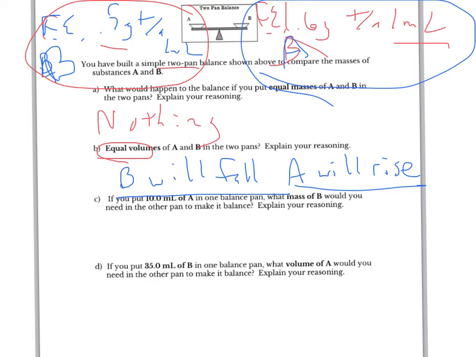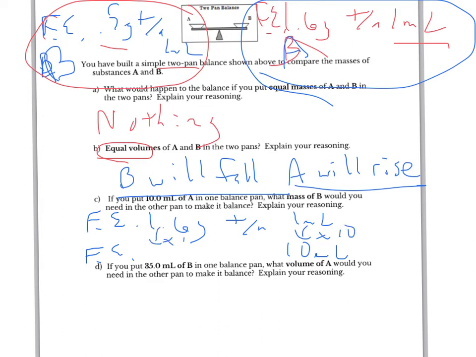If you put 10 milliliters in one balance pan, what mass of B would you need in the other balance pan? Well, substance A is over here, and we said for every 1.6 grams, there's 1 milliliter of substance A, which means that if we have 10 milliliters, this is 10 times as much, so this is times 10, so this is 16 grams. So we would need 16 grams of B to match the 16 grams of A.